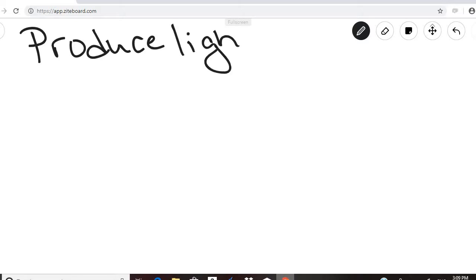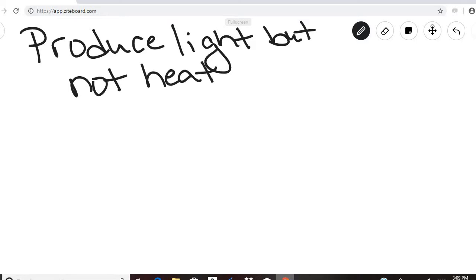And that is an important aspect because if heat is produced, it could damage the organism. So the fact that they can produce light but not heat is pretty important.